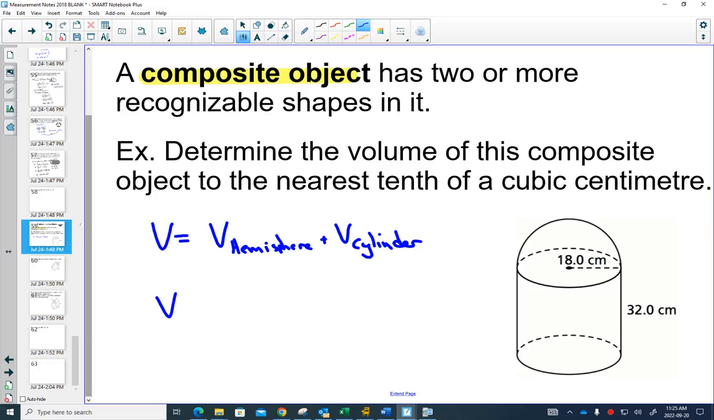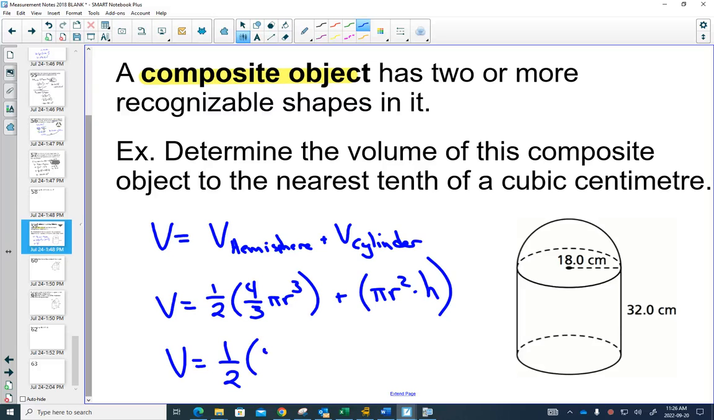If you like to do it all together, the volume of your hemisphere is half the volume of your sphere. The volume of your cylinder is the circle at the bottom times the height. Now you have to look through your formulas and ask, do I know all the information for these formulas, or do I need to do some extra work first? Do you know the radius? Yes. Do you know pi? Yes. Do you know the height of the cylinder? Yes. So we're actually good. We can do this one.